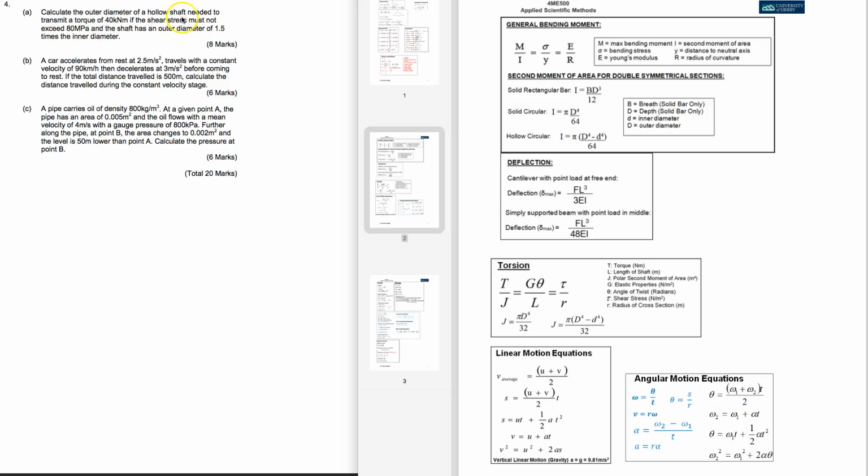Calculate the outer diameter of a hollow shaft needed to transmit a torque, magic word torque, of 40 kilonewton meters if the shear stress must not exceed 80 megapascals and the shaft has an outer diameter of 1.5 times the inner. So this is similar to before. Looking at the formula sheet, we've got this torsion section, and it's almost identical to the general bending moment that we did, I think, in question 2. So it's nothing really to be too concerned about. It's the same type of question, just with different letters. So for convenience, I'm going to take this formula section and put it on my sheet.